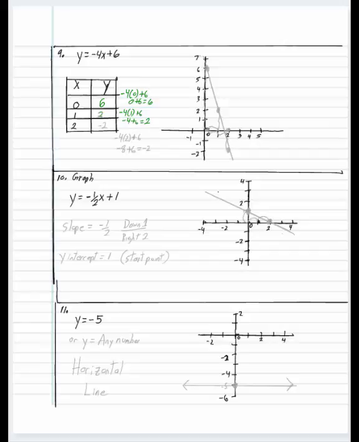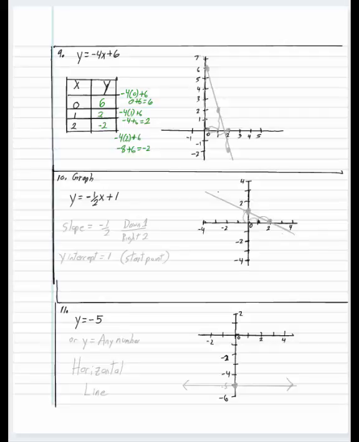And now let's do the same thing with 2. -4 times 2 plus 6. -4 times 2 is -8. -8 plus 6 is -2. And we're ready to plot.